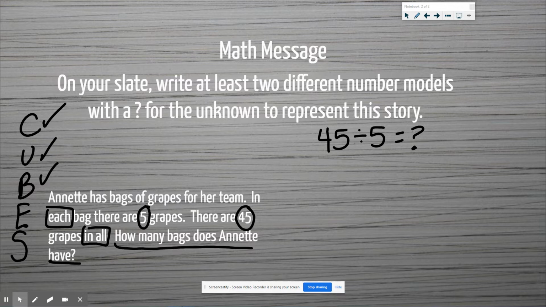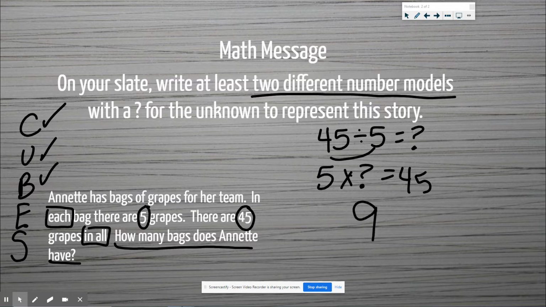Now, I asked for 2 different number models. So just like with our fact family before, I can make this into a number model, a multiplication number model. So I would say 5 times something equals 45. And when I work it out, I can do 45 divided by 5, and that equals 9. And that would mean 9 bags of grapes to make 5 in each and have 45 grapes.